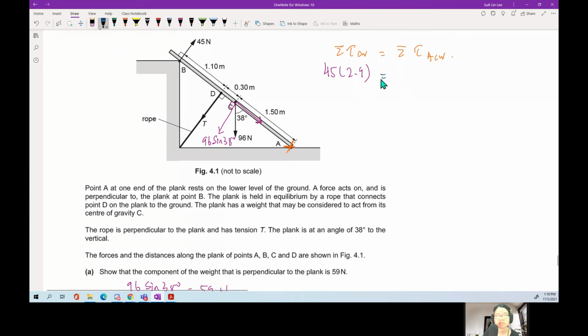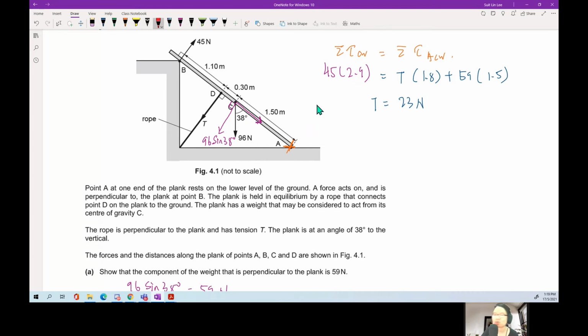The other one that causes it to rotate towards the ground, that would be T multiplied by 1.8 plus 96 sine 38 or 59 multiplied by 1.5. Very nice. And then you will get T as 23 Newton. Done. So this one, I tell you what, it's very easy.